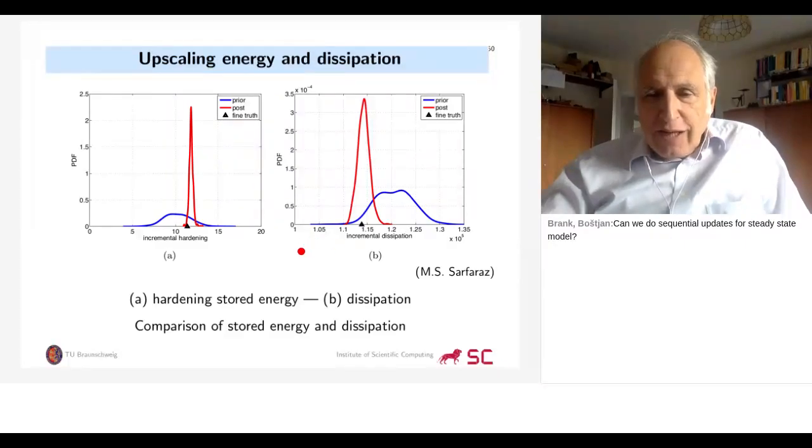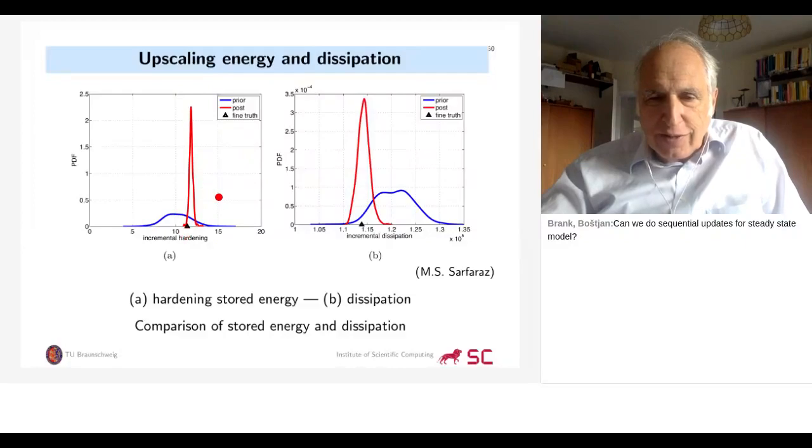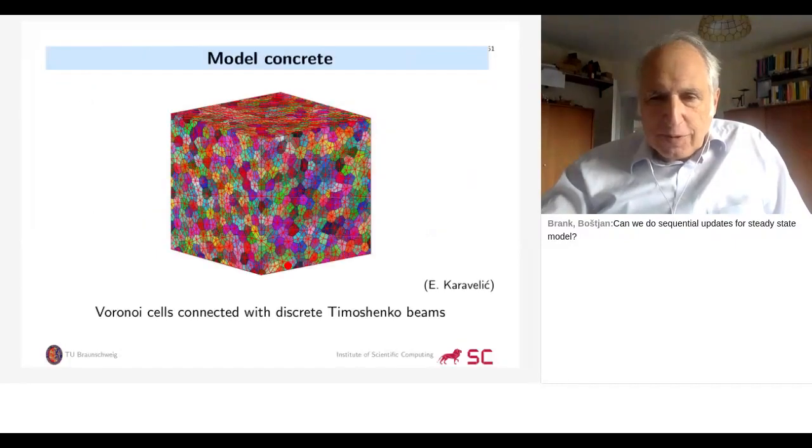This is to see how the energy is captured. Because that's what we use, okay. So the black thing is the energy of the micro model, and this is the random variable of the macro model, okay. This is the prior, and this is the posterior. And this is for the hardening stored energy, and this is for the dissipation.